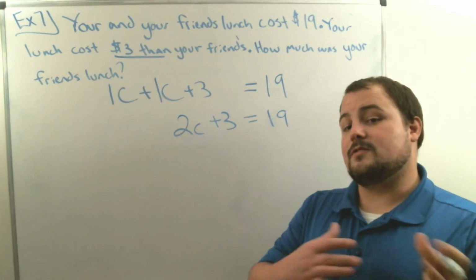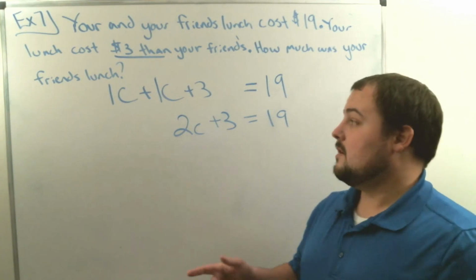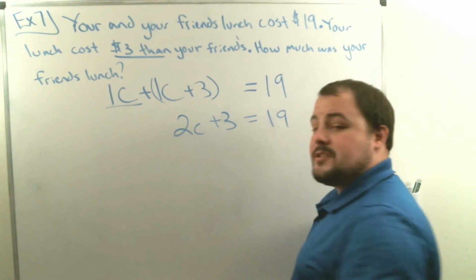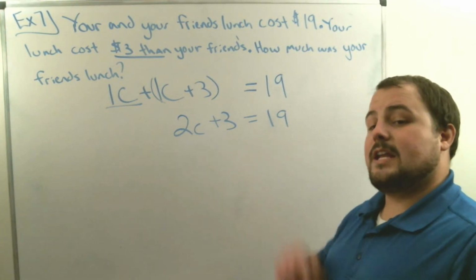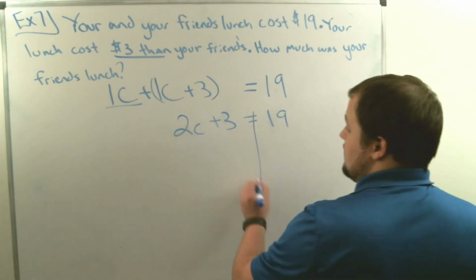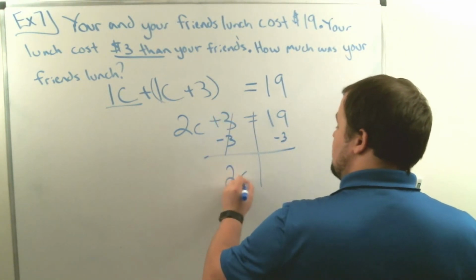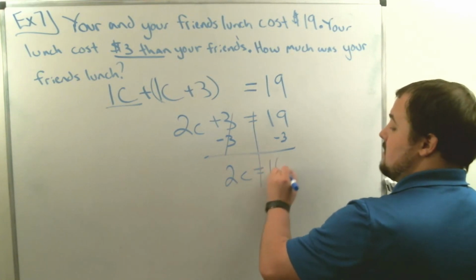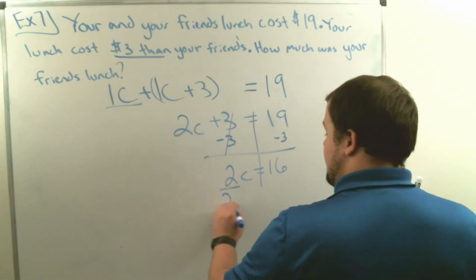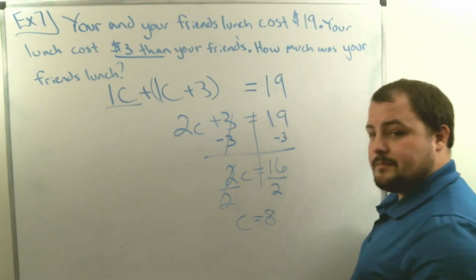So if I say that I have 2 of the cost of my friend's lunches and I add $3, that's $19 total. Again, that's because this right here represents my lunch and this right here represents my friend, and if I add them together, I get 19 total. Now we can actually solve this problem. We draw a line through our equal sign, we subtract 3, cancels out. We have 2 C's equal 19 minus 3 is 16. So 2 lunches would equal $16. We divide by 2, and the cost of my friend's lunch is $8.